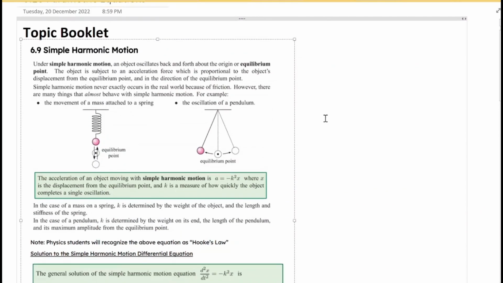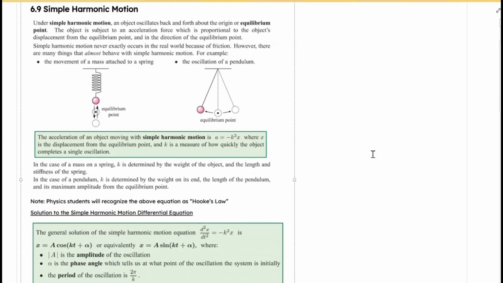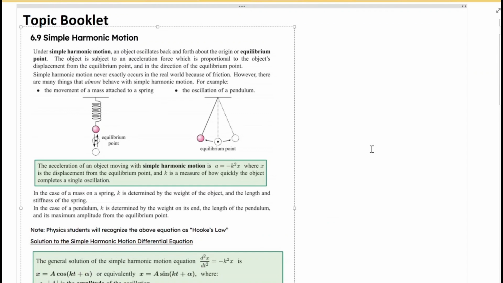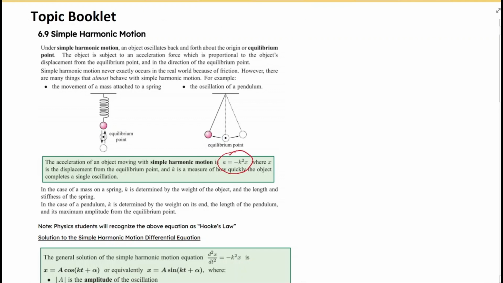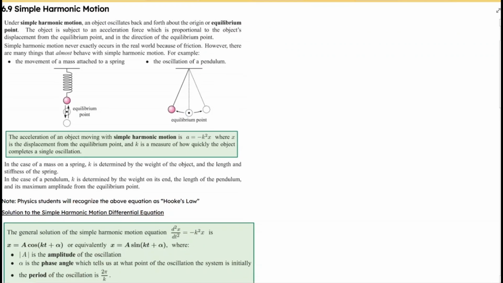Alrighty, in this video we're looking at simple harmonic motion. So this is sort of your swinging pendulums or swinging springs. And if you're familiar with physics, you'll recognize that as Hooke's law, hopefully. We'll write it as d squared x over dt squared is minus k squared x. I want to talk a little bit about where this comes from.